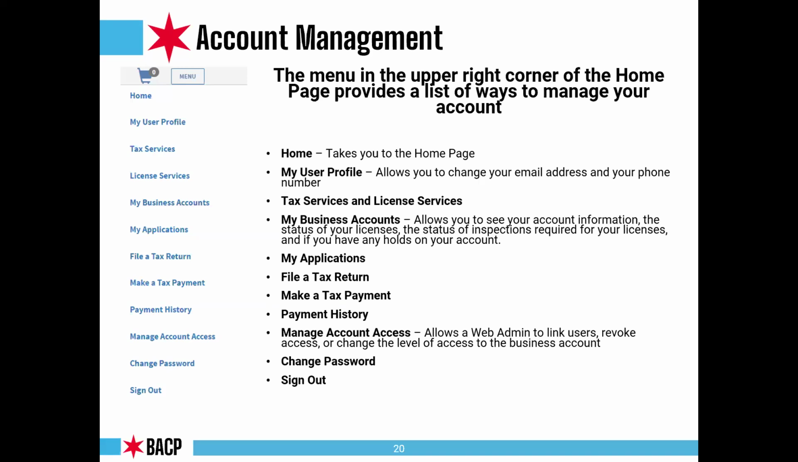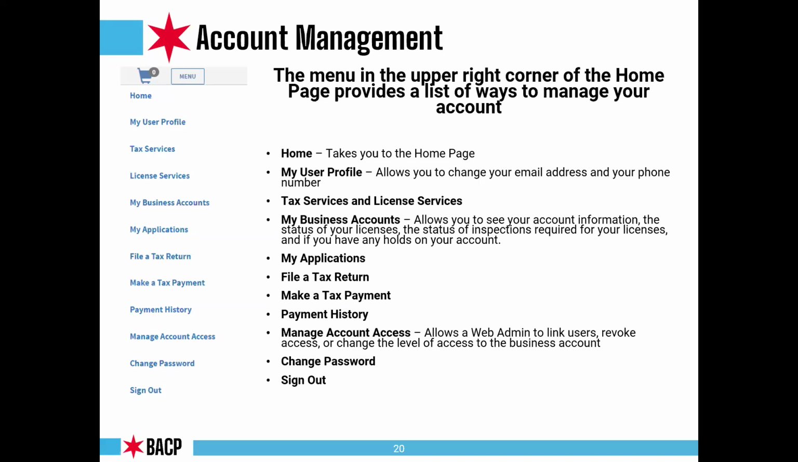But it also gives you access to manage your user profile, where you can update your email address and your phone number. It gives you access to your business accounts, where you can see information regarding the status of your licenses, the status of inspections that may be required in order for you to obtain your license, and it'll also provide any holds that you have on your account. So if you find that your license is pending, if you scroll down a little further on the My Business Accounts page, you may see that there's holds that are preventing the release of your license.